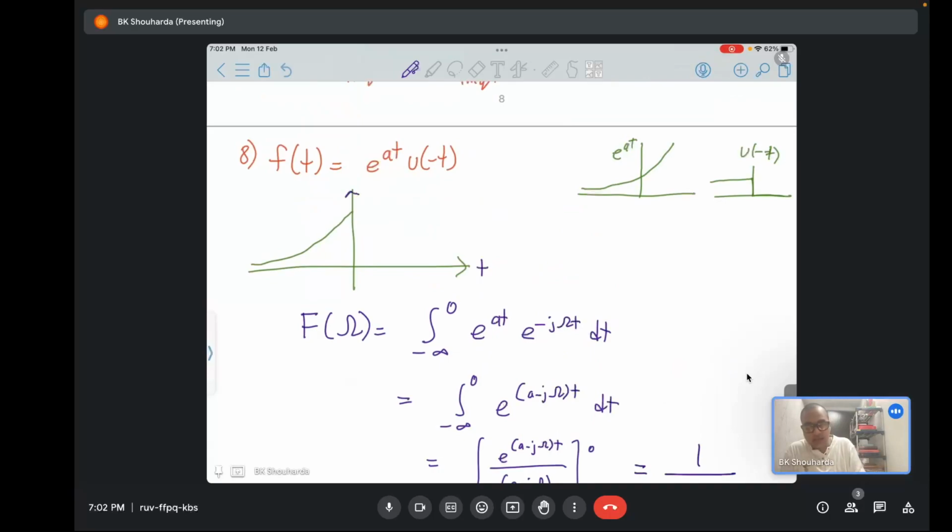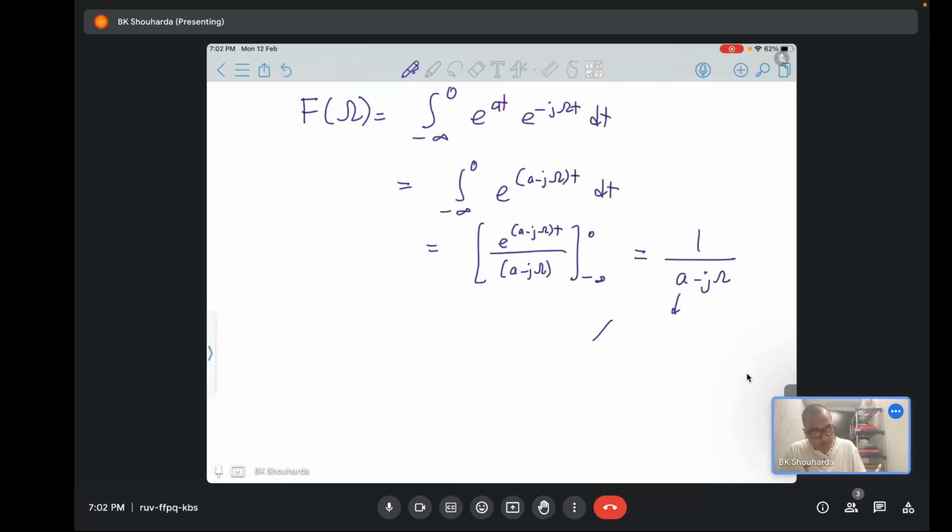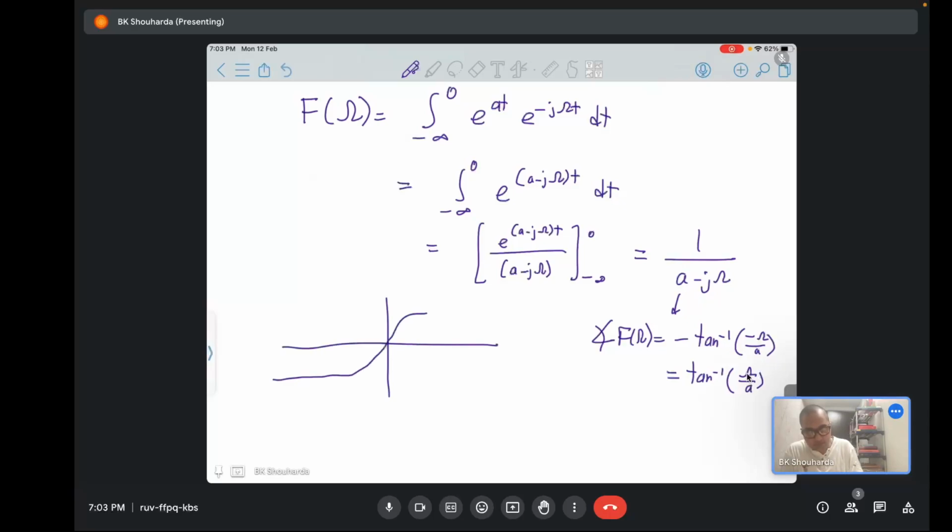You look at this signal, it exists for t less than 0. That's an anti-causal signal and it does not exist in real life. You look at its phase of f of omega. What is it? Minus of tan inverse of minus omega upon a, which is tan inverse of omega upon a. When you plot it, what will it look like? It will look like this. It has a positive phase.